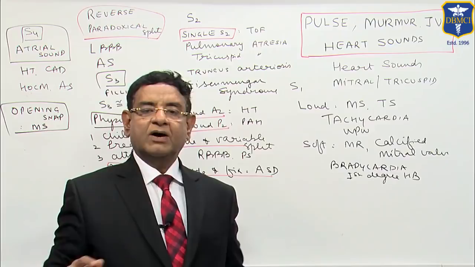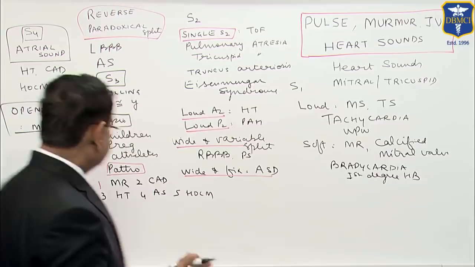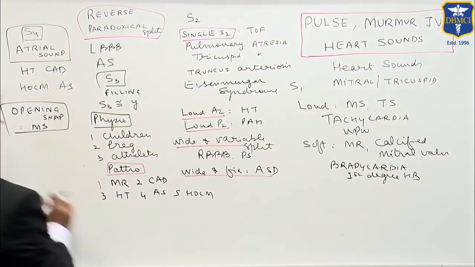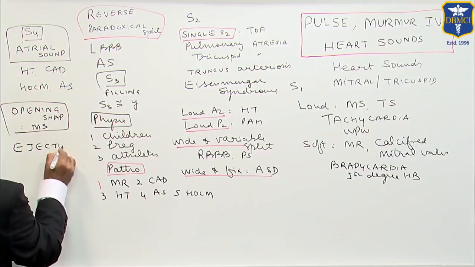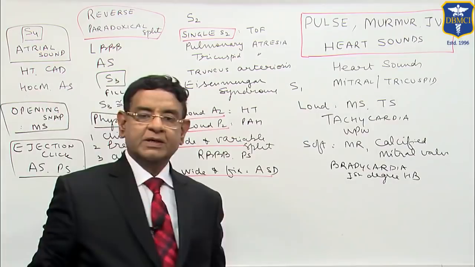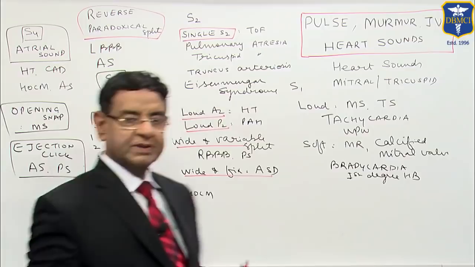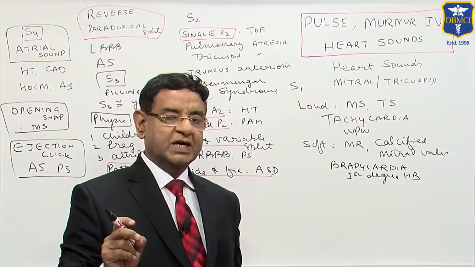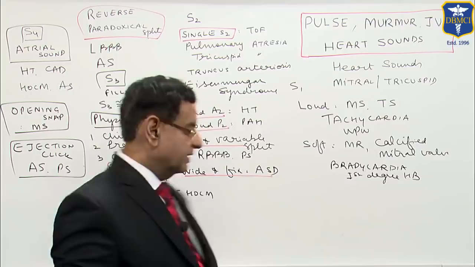Similarly, the opening of the aortic and pulmonary valves does not produce any sound, but in some conditions they may produce a sound we call an ejection click. Ejection click is seen in aortic stenosis and pulmonary stenosis. Point to be noted, opening snap is produced in diastole. This point should be very, very clear. So diastolic sounds are third sound, fourth sound and opening snap. This is a systolic sound.